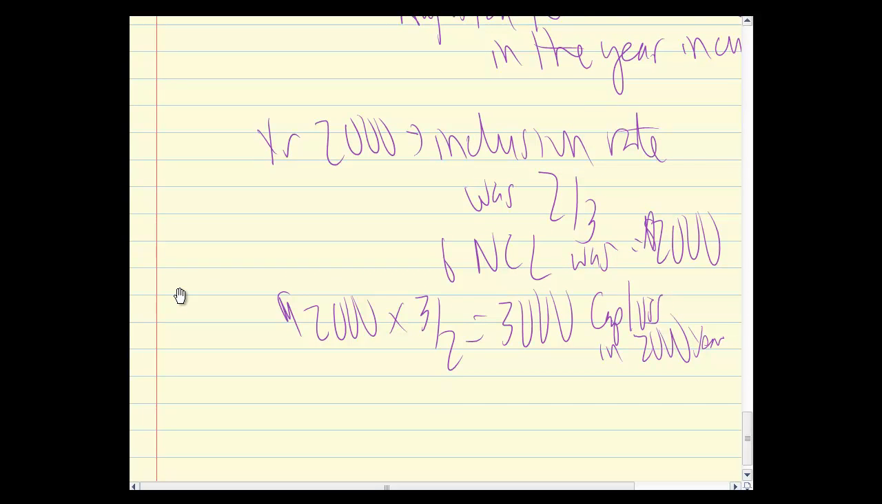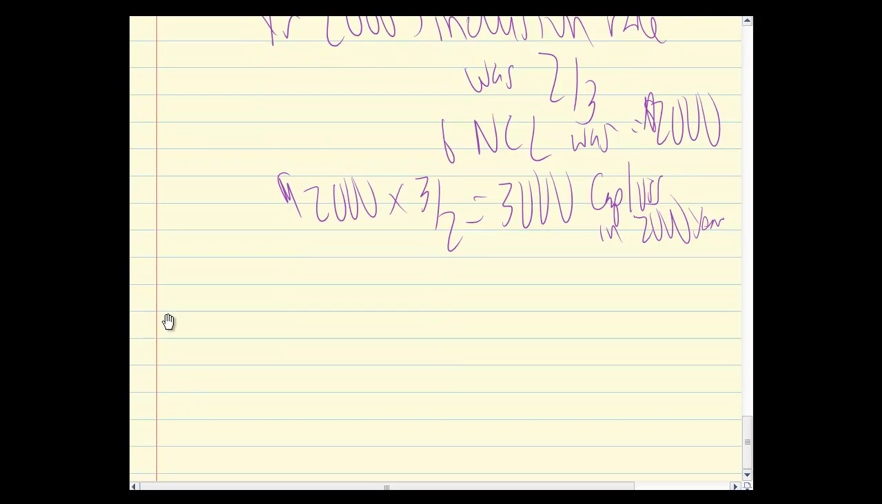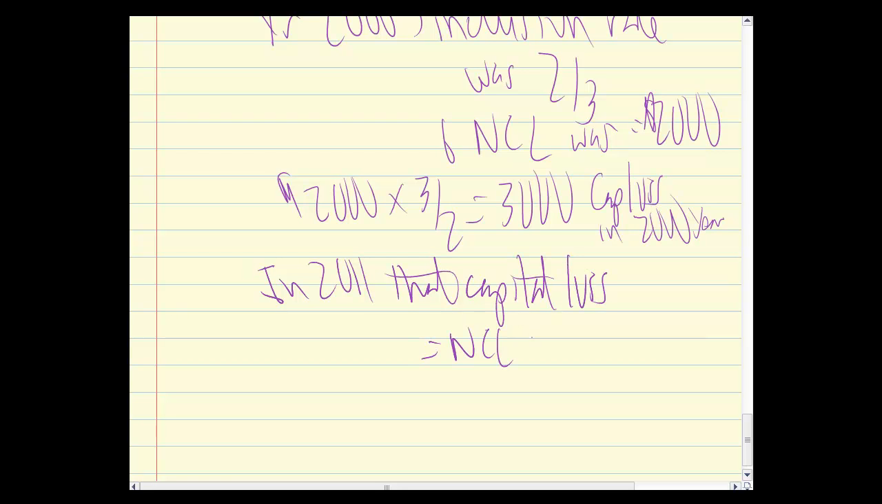You agree, Sophia? Now we know that, right? Now what we're going to say is, what year are we in? 2011. In 2011, that capital loss equals a net capital loss of what? That net capital loss from 2000 is now equal to what? What do you do? 3,000 times today's rate equals 1,500. If you had a capital loss this year, you would automatically have it in half. Why don't you just gross the loss up from the previous year and then bring it back in half now?